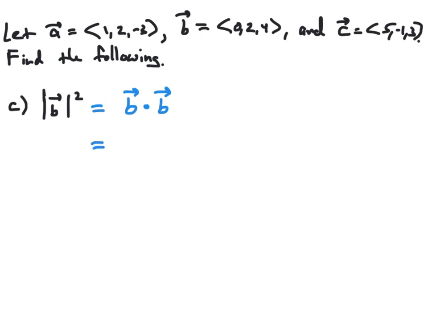We can then compute this dot product using the component form of B. So this will be 0 times 0 plus 2 times 2 plus 4 times 4. So of course that is 0 plus 4 plus 16, or 20. So the magnitude of B squared is equal to 20.